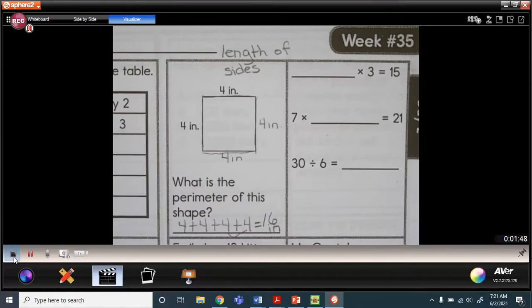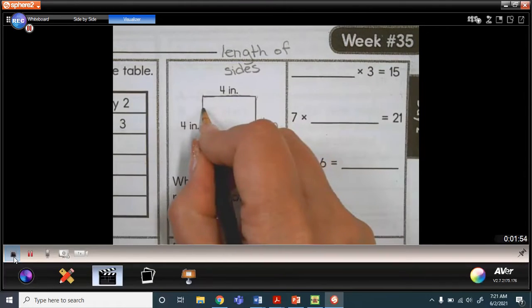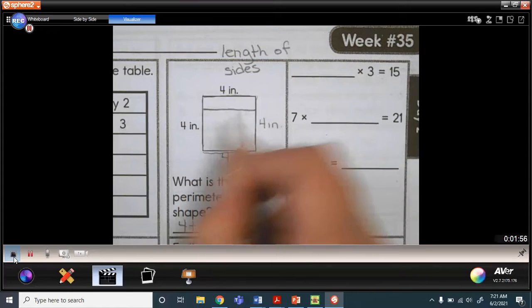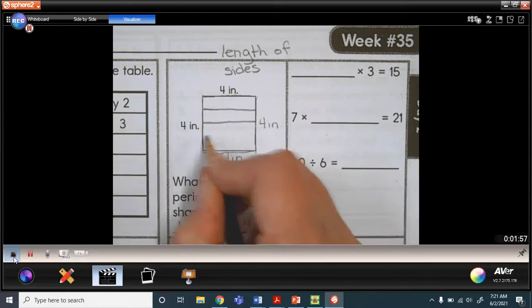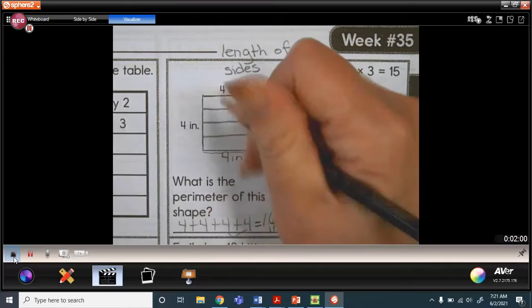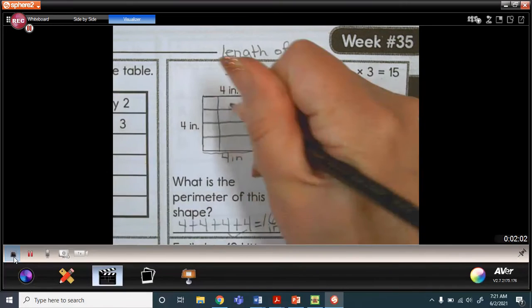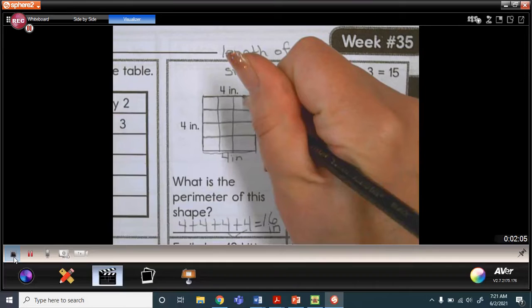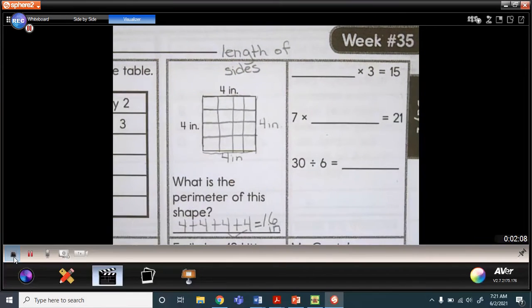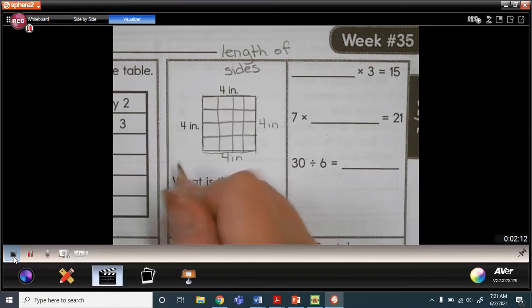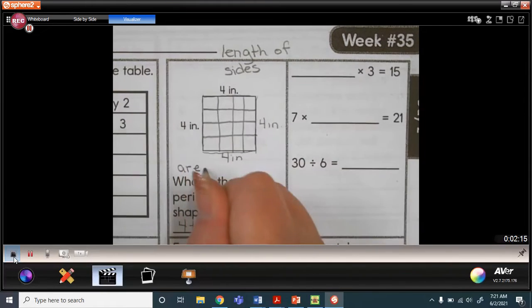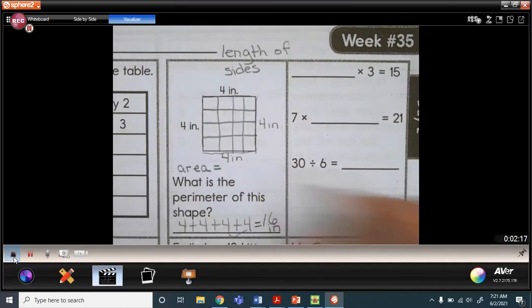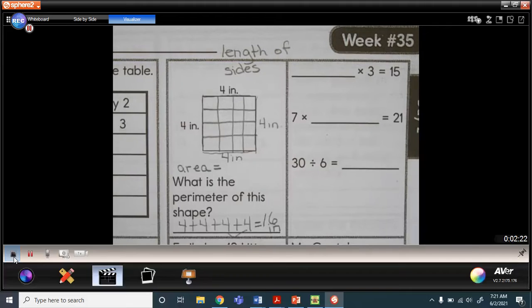Now, for today's discussion, I want you to think about what the area would be. So if I have 4 rows of squares, and I have 4 squares in each row, what would the area of that square be? For your discussion question today, I want you to tell me what the area in square units will be for that square. All right, let's take a look at our next problem.